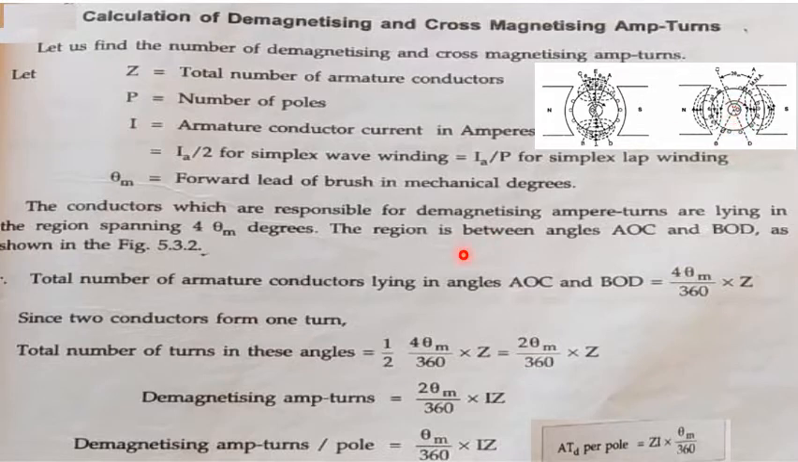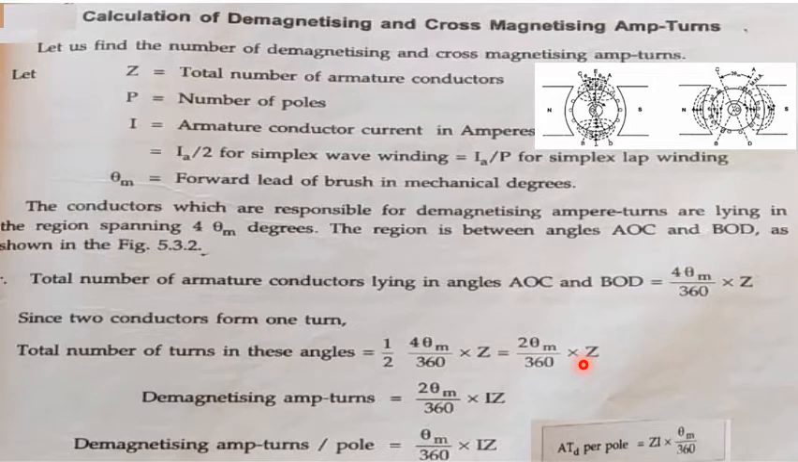Now the total number of turns in these angles. In the same region, the total number of turns is half the total number of conductors. So that is Z divided by 2, which you multiply here. So this becomes 2 times theta m divided by 360, into Z.